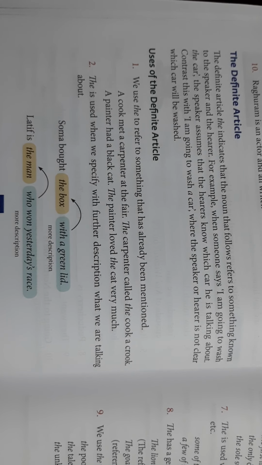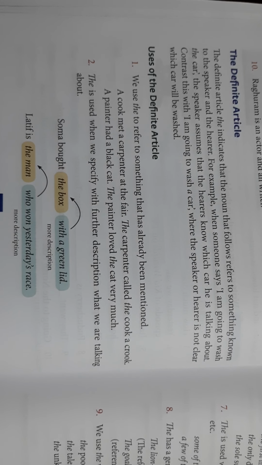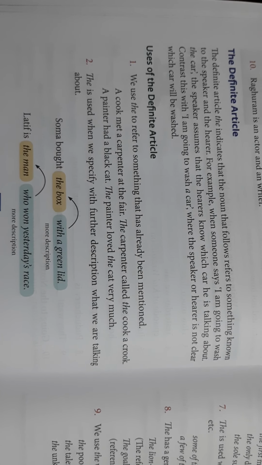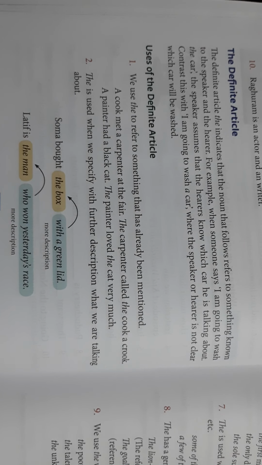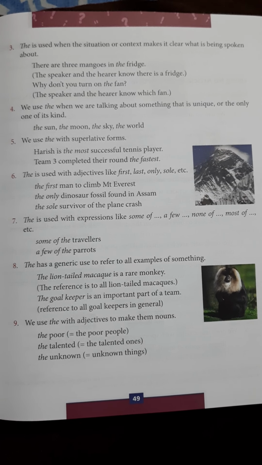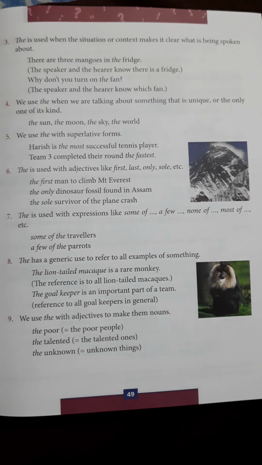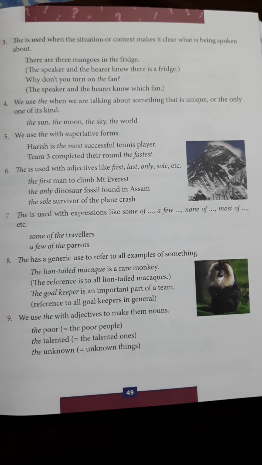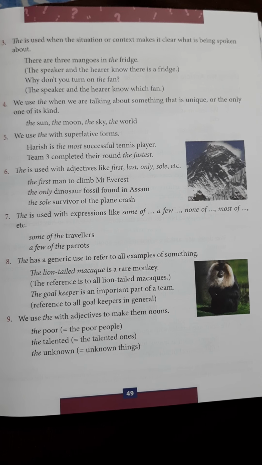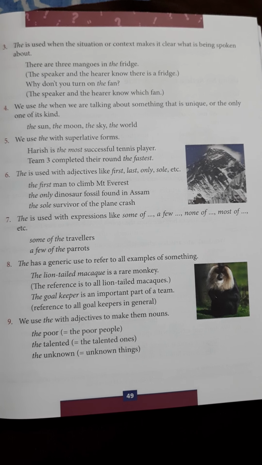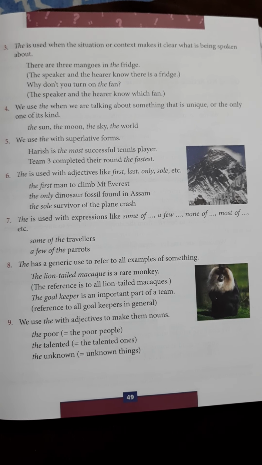We use the to refer to something that has already been mentioned. The is used when we specify with further description what we are talking about. The third, the is used when the situation or context makes it clear what is being spoken about. For example, there are 3 mangoes in the fridge. So here the speaker and the listener know which is the fridge.